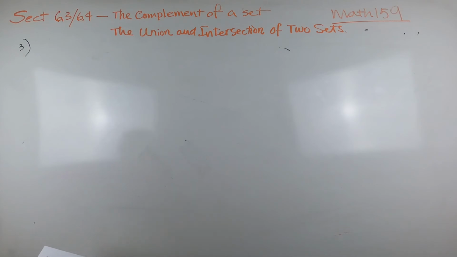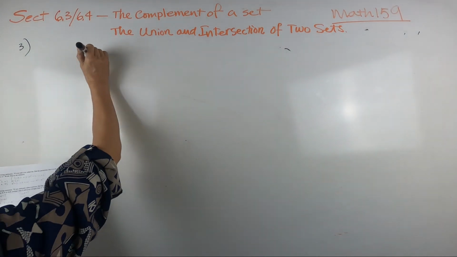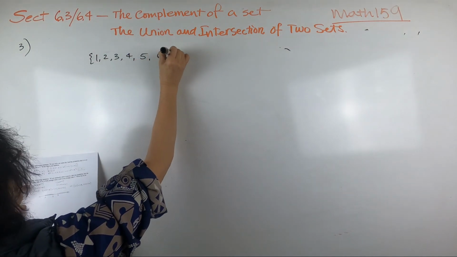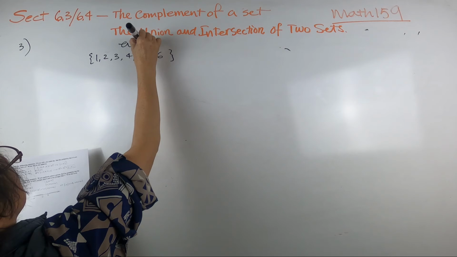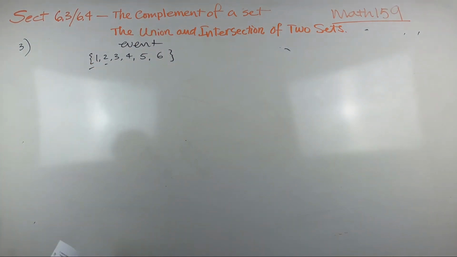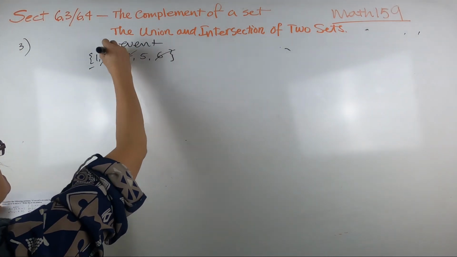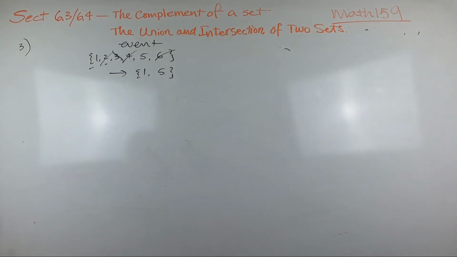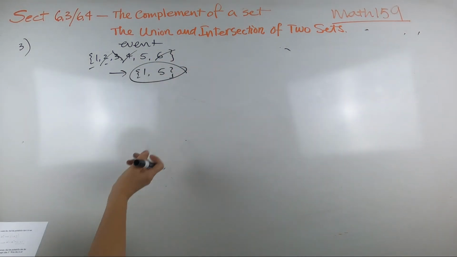So if we roll a die, then it can be 1, 2, 3, 4, 5, 6. That's our event, which number you roll. Then you want to find the probability that it is not even and it's not 3. So the answer should be 1 and 5.